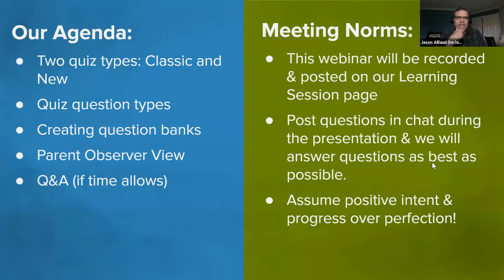So for our agenda today, we're going to talk about the two different quiz types as you begin setting the quizzes up, the classic quizzes and the new quizzes. We're going to take a look at a few question types, but not all. But if you have questions about those, and if we have time, we can certainly go over ones that I didn't cover later on in the presentation. We're going to take a look at creating question banks a little bit, and then perhaps a parent observer view, we'll see, and then question and answer, I think, if time allows.